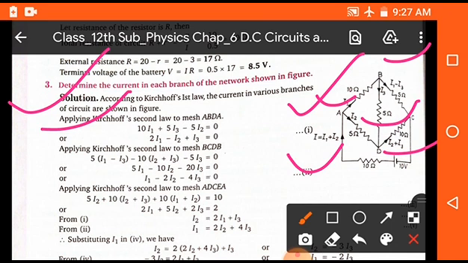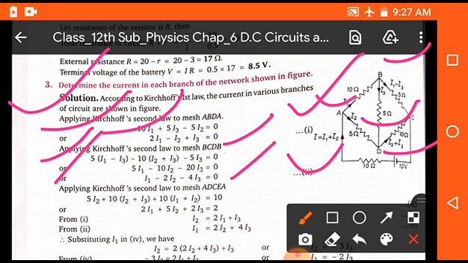Here we find the equation in terms of current and voltage. The first equation will be 10 I1 plus 5 I3 minus 5 I2. On solving, we get 2 times I1 minus I2 plus I3 is equal to 0. Now again applying Kirchhoff's second law in mesh BCDB, we can write 5 times (I1 minus I3) minus 10 times (I2 plus I3) minus 5 times I3. On solving this we get I1 minus 2 times I2 minus 4 times I3.